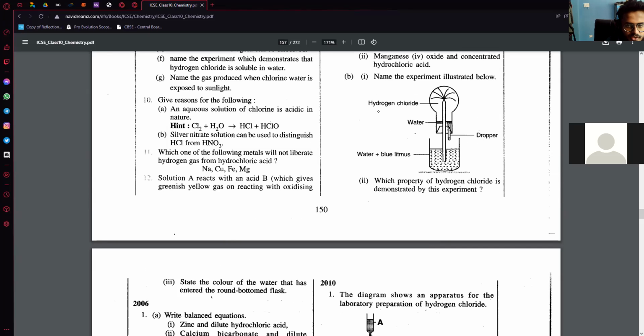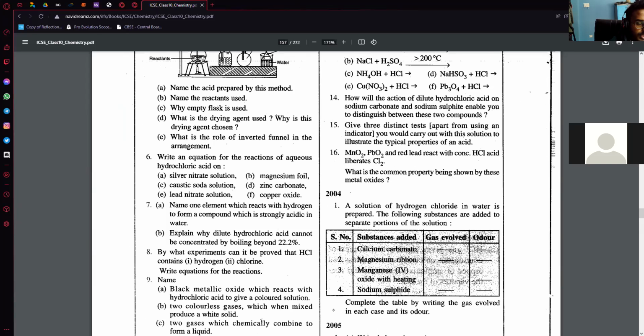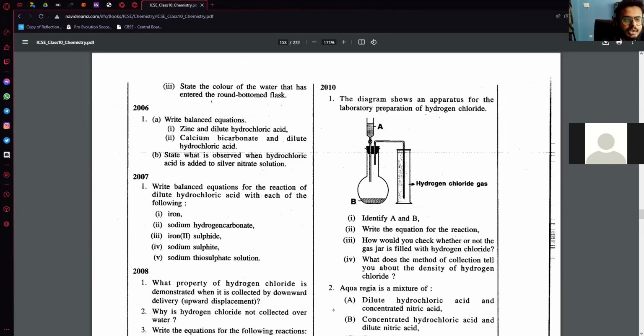You can type in the chat or turn on your mic and just tell me. Which color of water is going into the flask? That is the question. So the answer is blue, because blue colored water is going from this flask to this. Only when it comes out of the connecting tube, it becomes red. So the color of water that entered the round bottom flask is blue only, but after it comes out of the connecting tube, it becomes red.